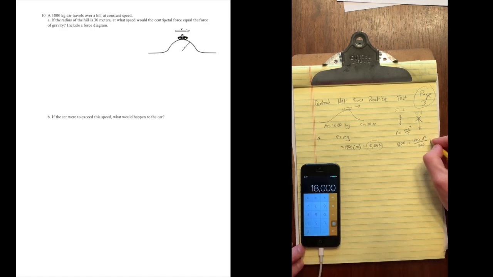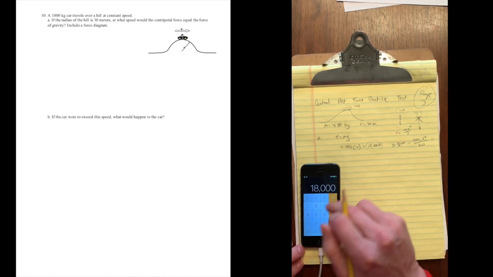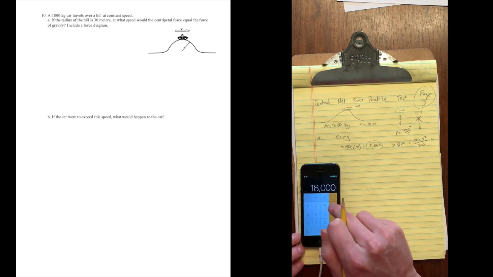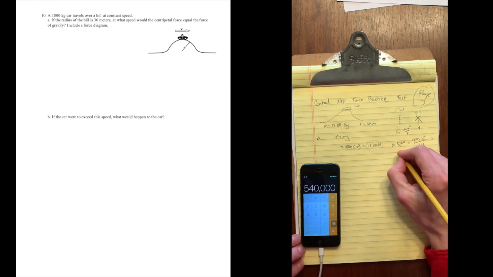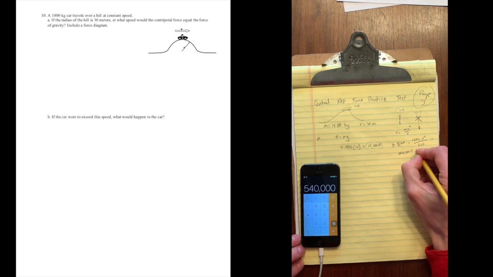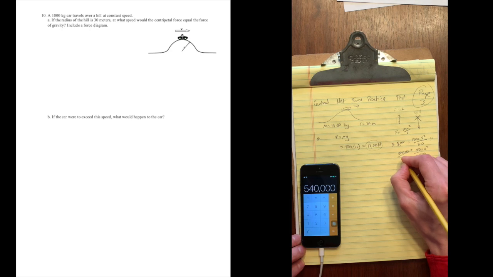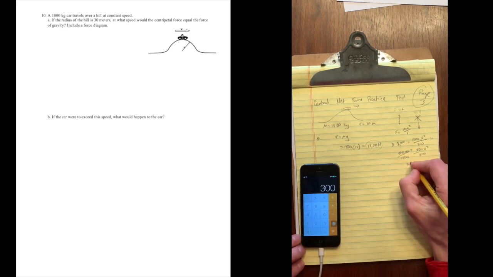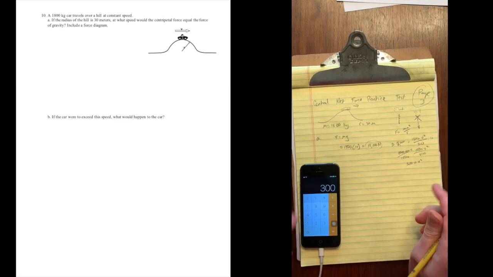I'll start by multiplying by 30 on both sides. 18,000 times 30 is 540,000. Divide both sides by 1,800. There's 300, and now I have to square root both sides.